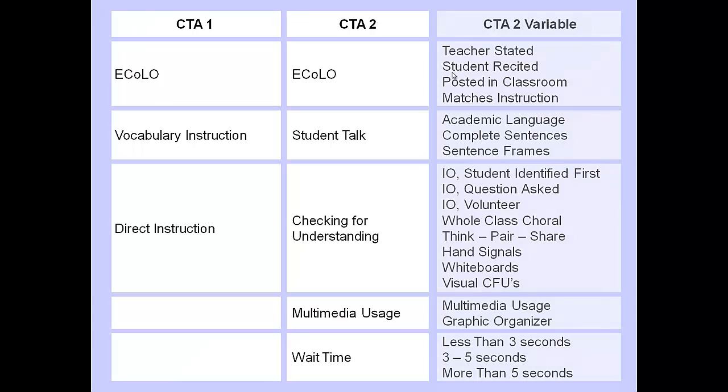Inside each of these CTAs, there are a specific number of variables we will look for and record every time we observe in a classroom. Under explicit communication of the learning objective, your academic coach will be looking for teacher statement of the learning objective and student recitation of the learning objective. They will be looking for that learning objective to be posted in the classroom, and they will also be checking to make sure that instruction matches the learning objective.